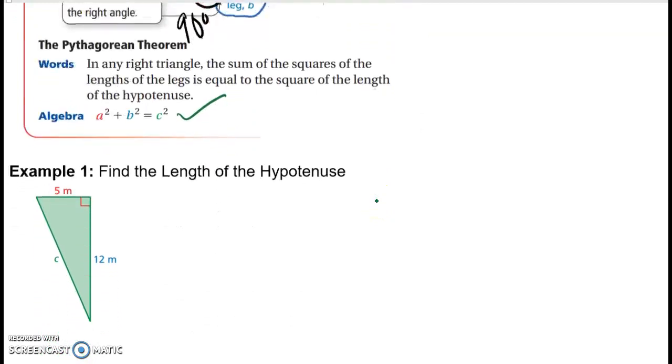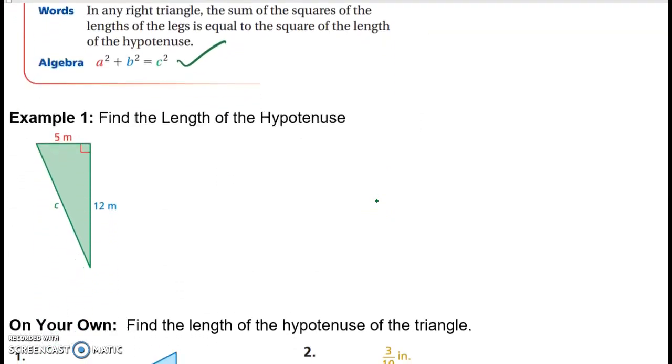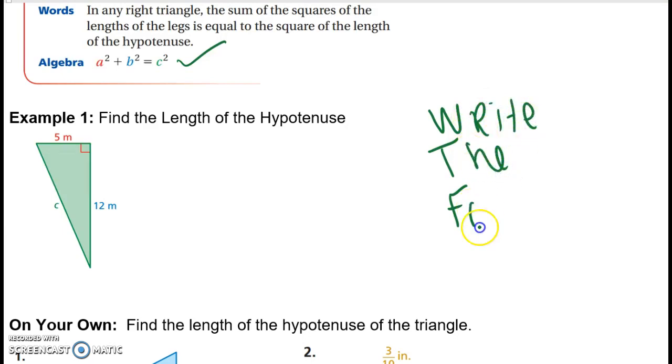All right, so let's try a problem. So whenever you're looking at a right triangle, the very first step is WTF. And what we call that is write the formula. Okay, so we are trying to figure out what our hypotenuse C is. So our very first step is write the formula.